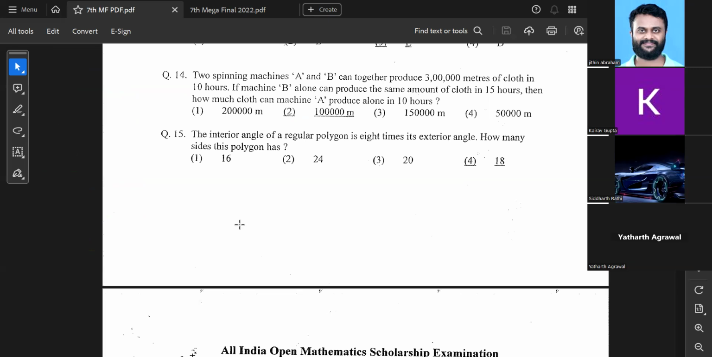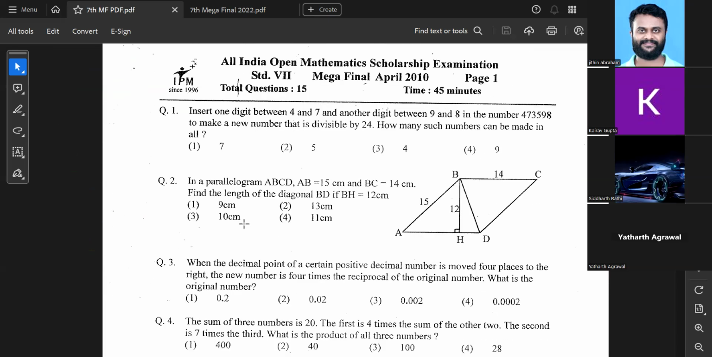Proceeding further to the next paper, 2010's paper. Insert one digit between 4 and 7, another digit between 9 and 8 to make a new number that is divisible by 24. How many such numbers can be made in all? I'll give this sum as homework because what you have to do is basically insert a number between 9, 8 and 4, 7. And then you have to go for the divisibility test.